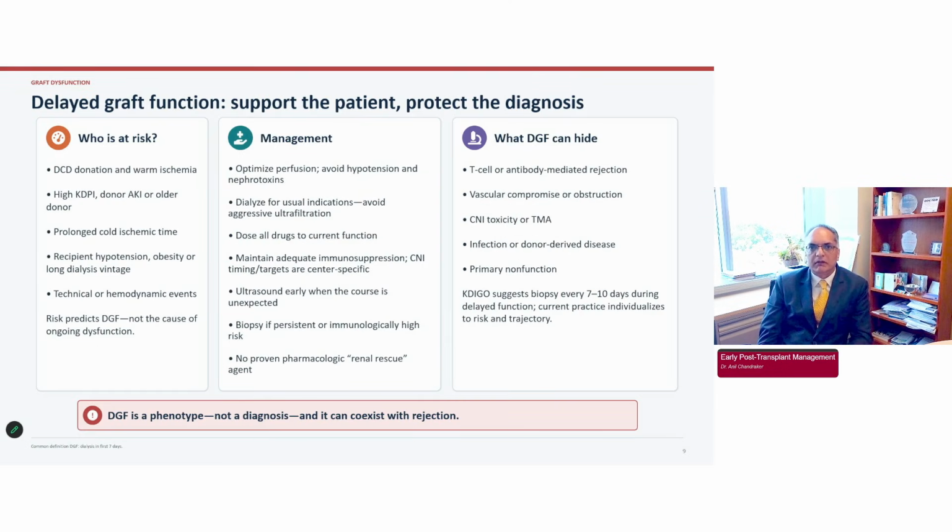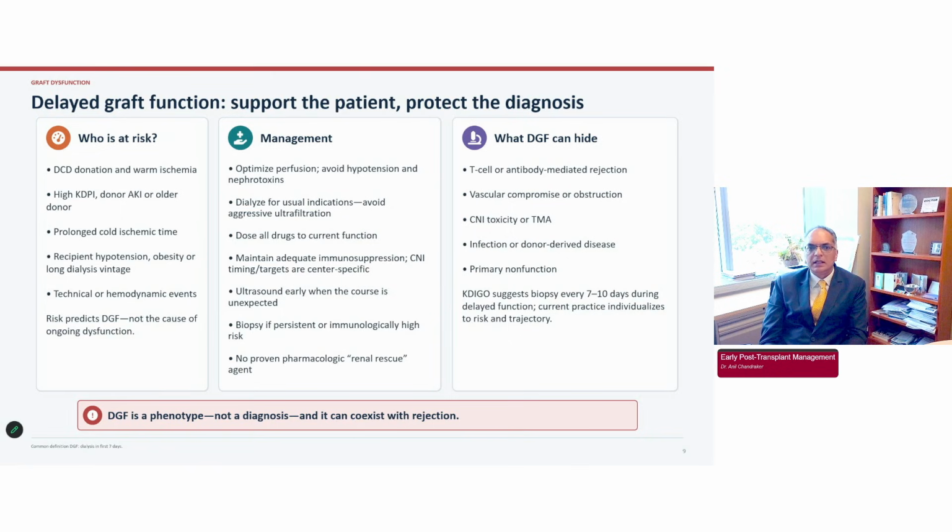So, delayed graft function. Who is at risk? Well, there are a number of things that you need to take into account when you're thinking about delayed graft function. Think about the donor, the recipient, prolonged ischemic time, whether there's hypertension within the recipient, and whether there are technical or hemodynamic events that may be contributing to that.